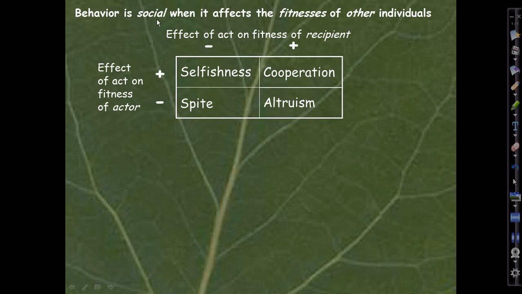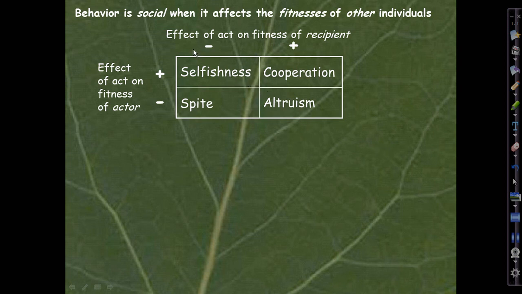Behavior can be said to be social in this technical sense when it affects the fitnesses of other individuals. That is to say, a social phenotype is one that has fitness effects not just on the individual that expresses the phenotype, but on other individuals around that one. So it follows, and in fact Hamilton was the first to point this out in this form, that there's a 2x2 classification of social phenotypes or acts that follows directly from that observation.